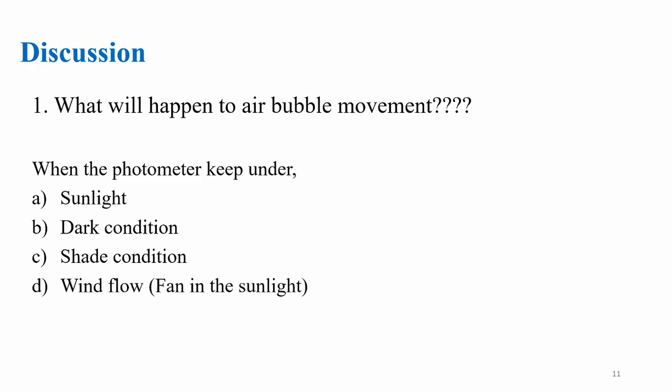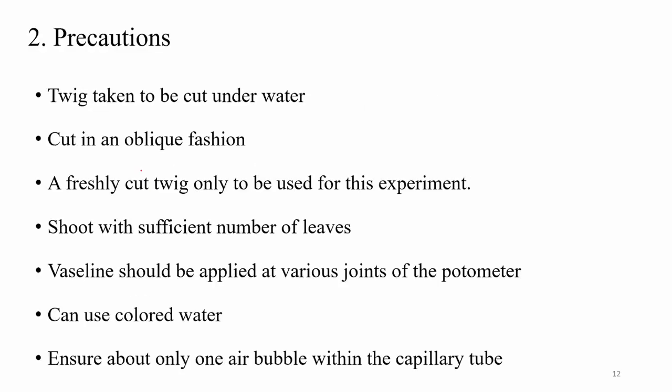I just explain only for your understanding. Then precautions. We already took all the setup under the water and cut in the slant position, and the shoot should be fresh, because a fresh leaf has effective metabolic activity. One of the metabolic activities is transpiration, so the transpiration is also effective and the air bubble movement we can see. Therefore we use the fresh cut leaves.